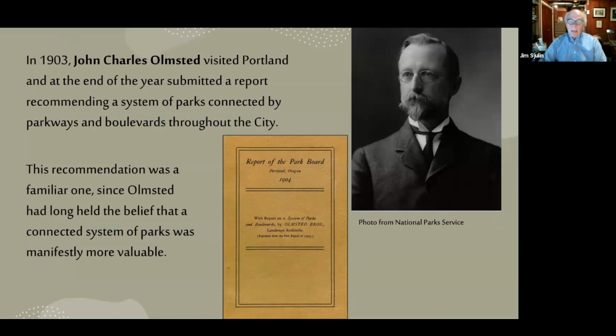1903. And his recommendations were quite detailed and did include the idea of a connected system of parks. And I think that was a theme that was pretty familiar from the old Olmsted firm back in that time. So next slide, please.